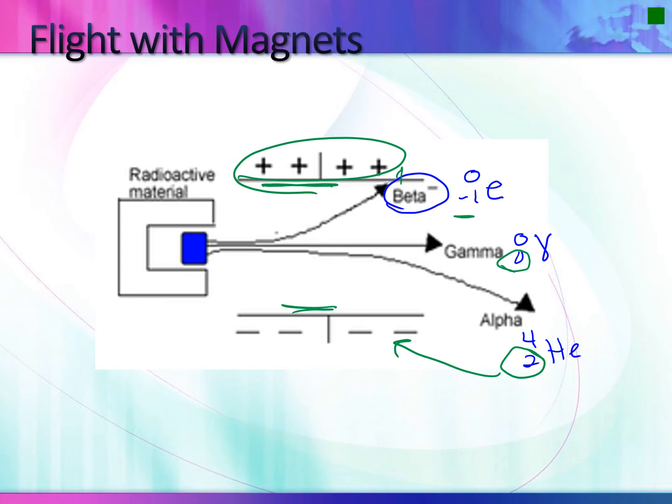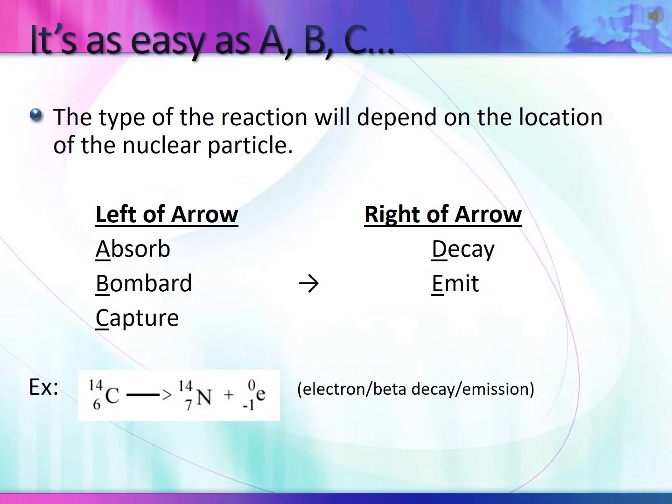Now the other one that I want you to understand is the positron. So think about what a positron does and what it is, which is a positive electron. So 0 over +1e. And which side would it be attracted to? Well, because it has that +1 charge, it will also be attracted to something that's negative, just like that alpha particle was.